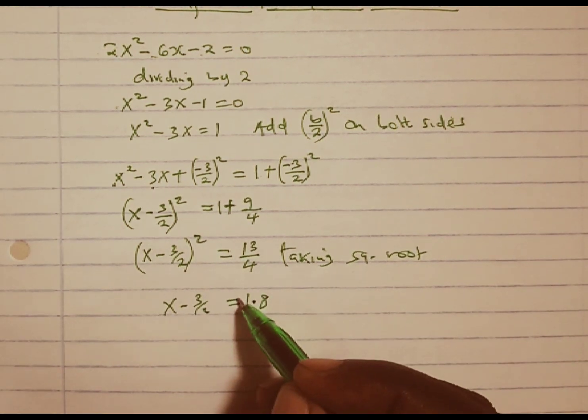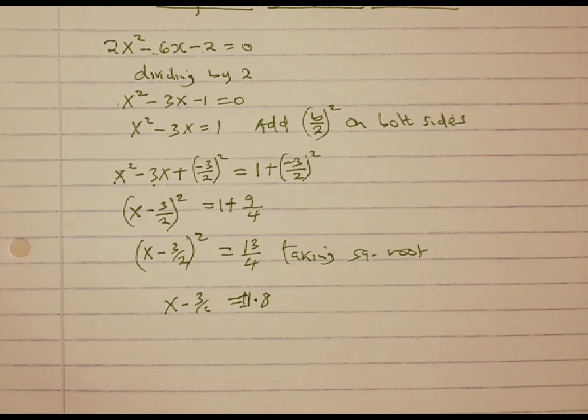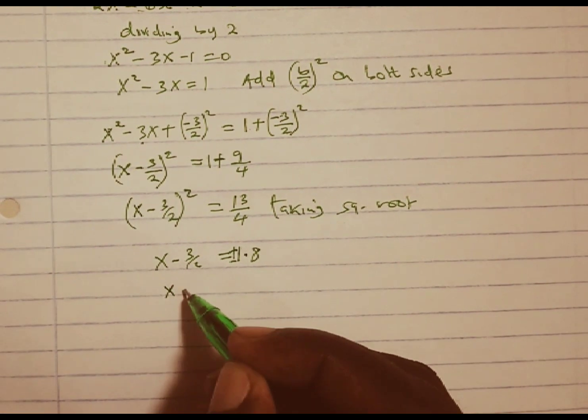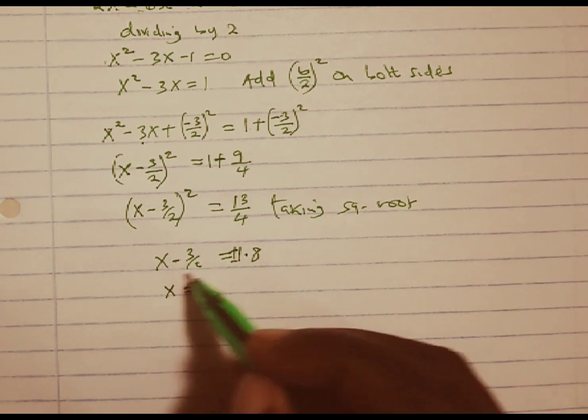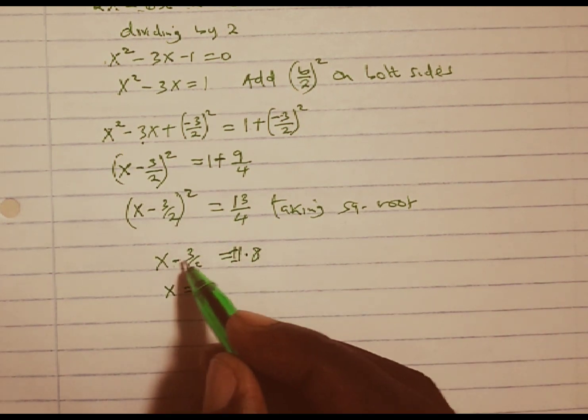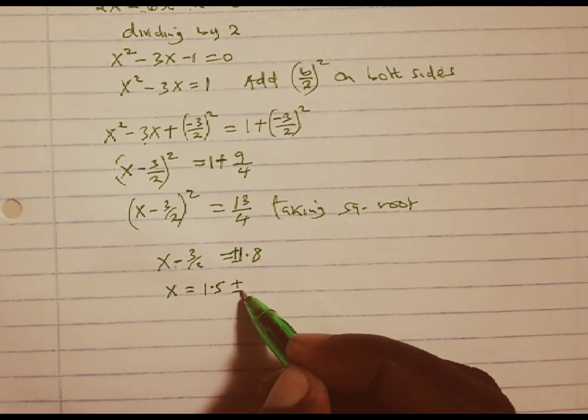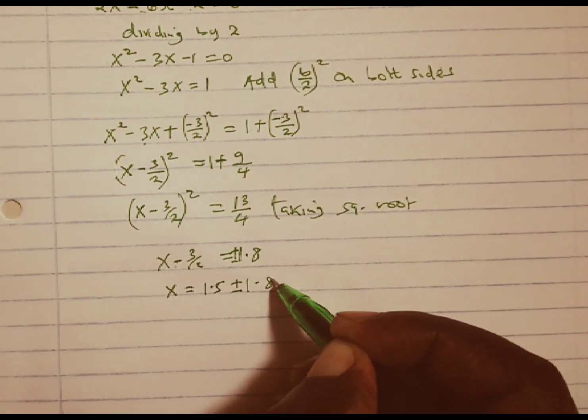But remember, the square root of a number is plus or minus. Do not forget that. In this case, we are going to have x being equal to, if we move negative 3 to this other side, positive 1.5 as a decimal, then plus or minus 1.8.